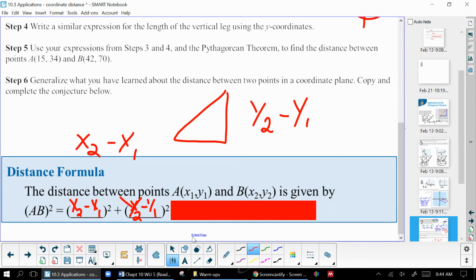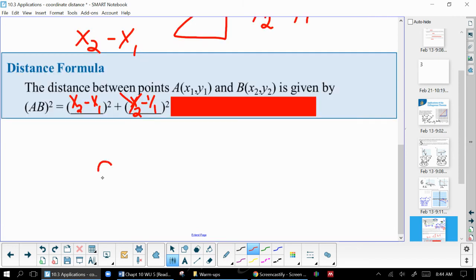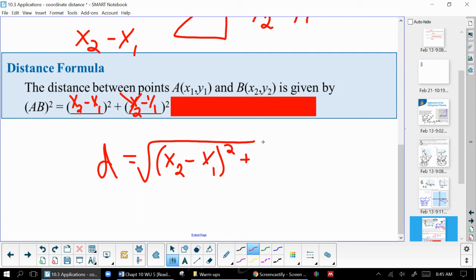The distance formula that you're going to see is that the distance equals the square root, because all you have to do to solve for that length is take the square root of everything. The square root of x2 minus x1 squared plus y2 minus y1 squared. And that's our distance formula.